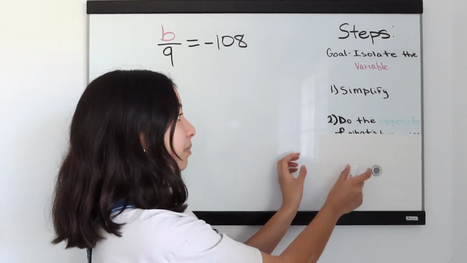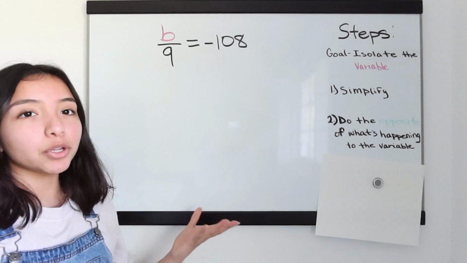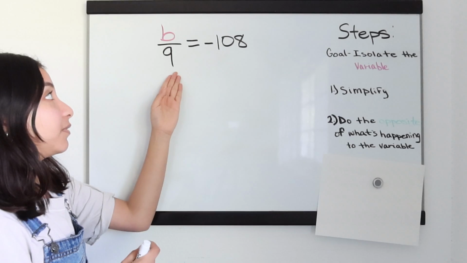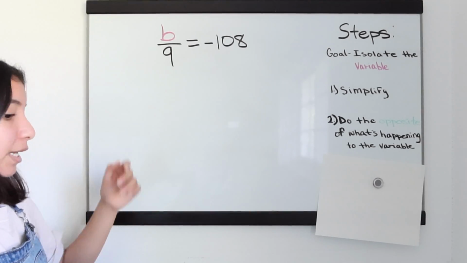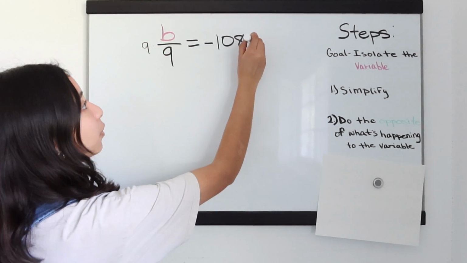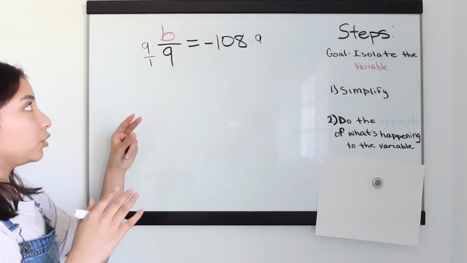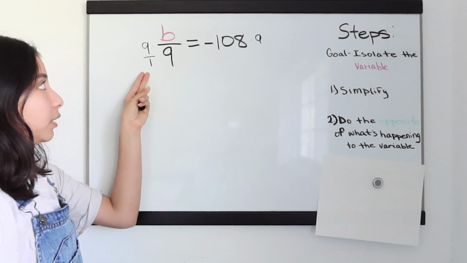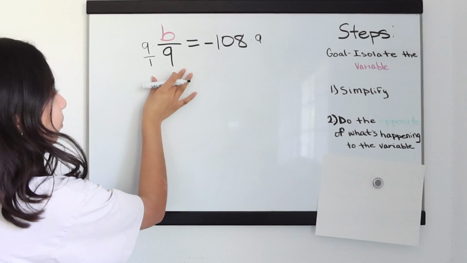The next step is to do the opposite of what's happening to the variable. So you have to ask yourself, what is happening to the variable? Well, it is being divided by 9. We want to do the opposite of division, which would be multiplication. You are going to multiply 9 on both sides of the equation. And basically, you would multiply by the reciprocal of this. So right here, you would multiply 9 over 1, which is just 9, on this.